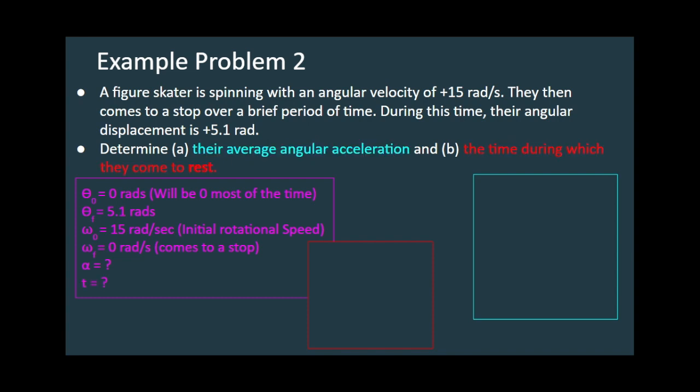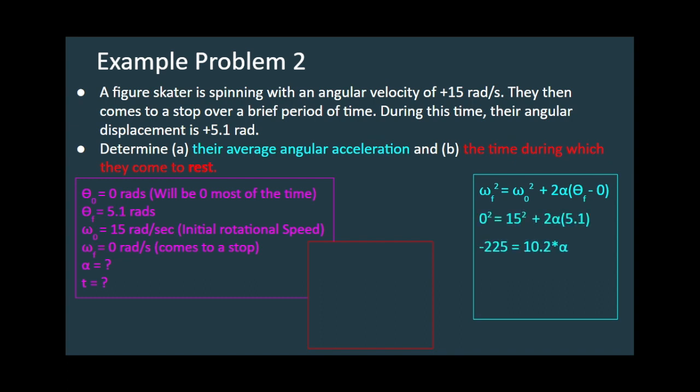So looking at our variables, we're going to have to solve for alpha first because time is in two equations, but for the two equations that it's in, we're missing two other variables. So we're going to go ahead and use Shaggy Cat to solve for alpha. We're going to plug in our variables here.